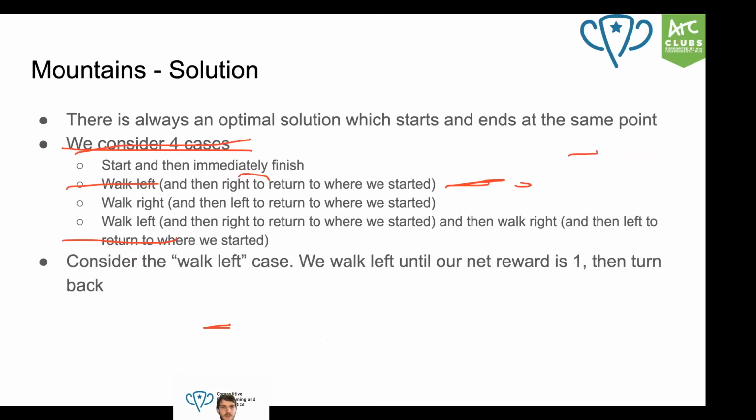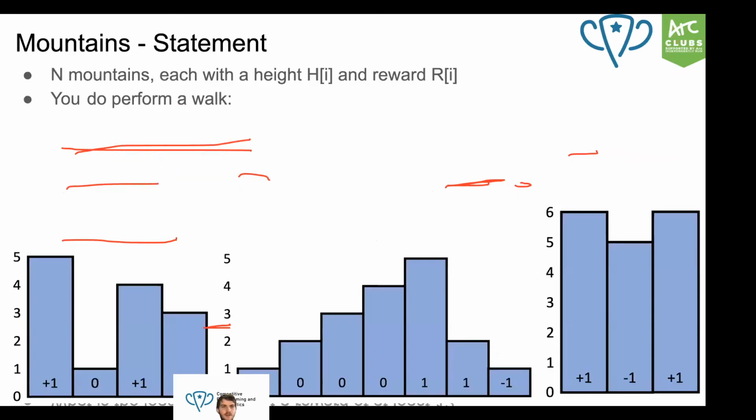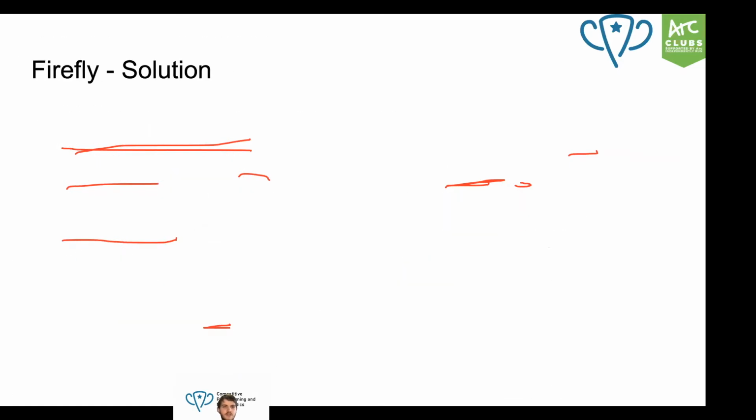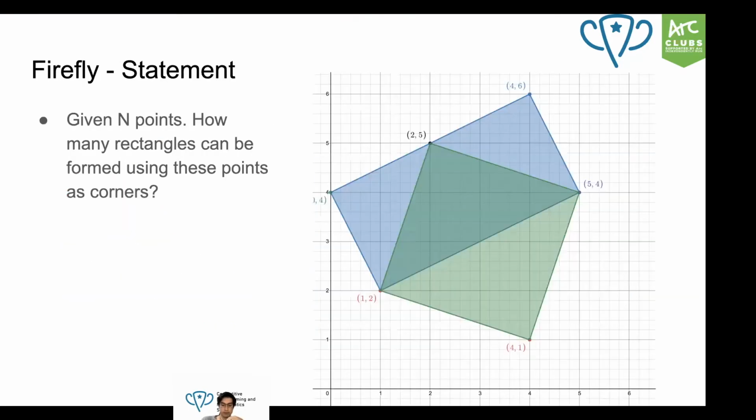Yep, so we'll go back to Firefly. That's a nice one. Can you clear your drawings? So in Firefly, you had endpoints, and the question is how many rectangles can be formed using these points as corners? The rectangles can be rotated rectangles. So in this case, the answer is 2, the 2 rectangles you can see in the diagram.